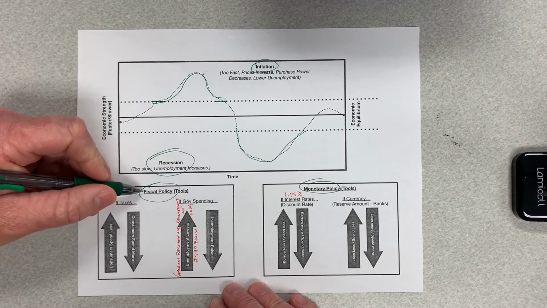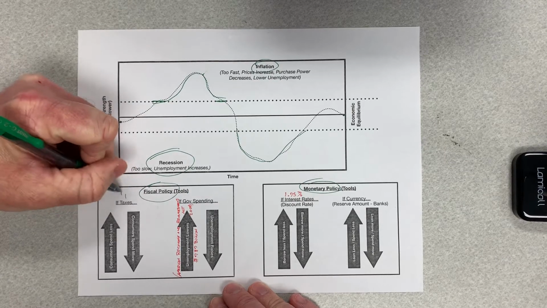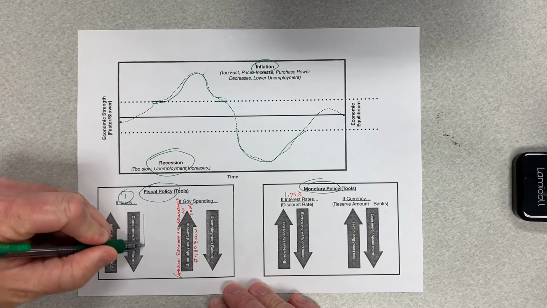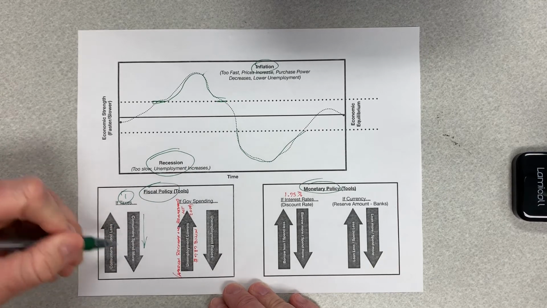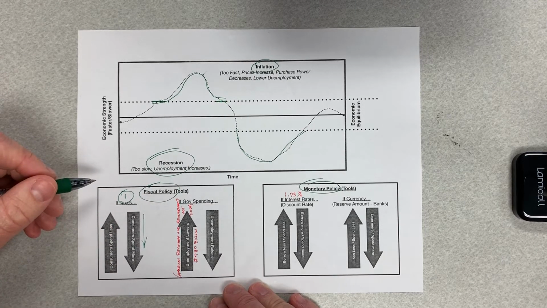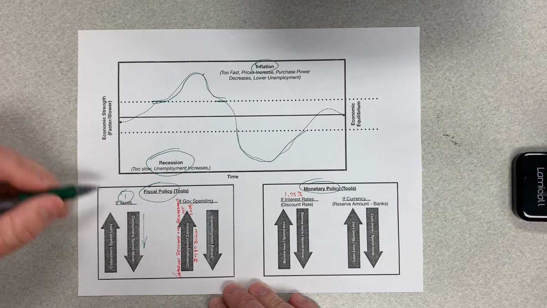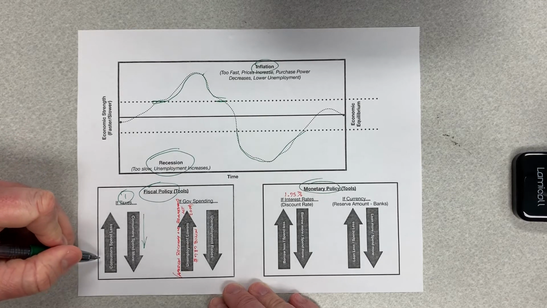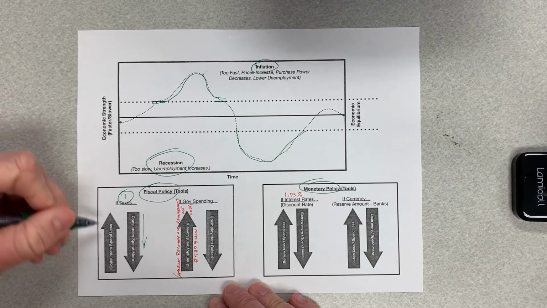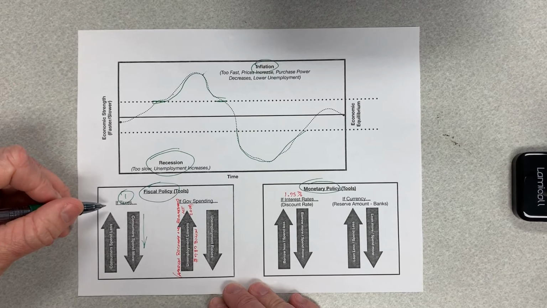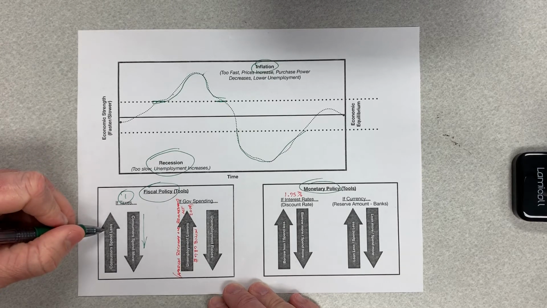Well, with fiscal policy tools, they can, number one, use taxes. So if they lower taxes, indicated here, then consumers will spend more because they're not paying as much to the government. They'll have more money in their pocket and they'll spend it. If they want consumers to spend less, maybe the economy is going too fast, then they'll increase taxes, which will put less money in the pockets. If they don't have the money, they can't spend it.